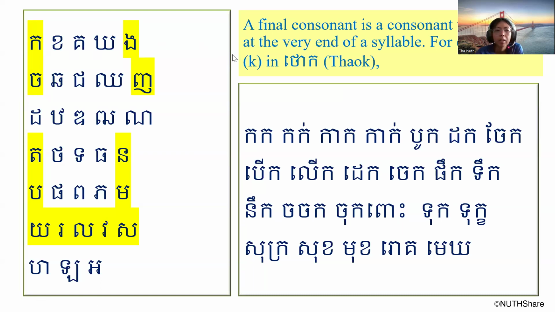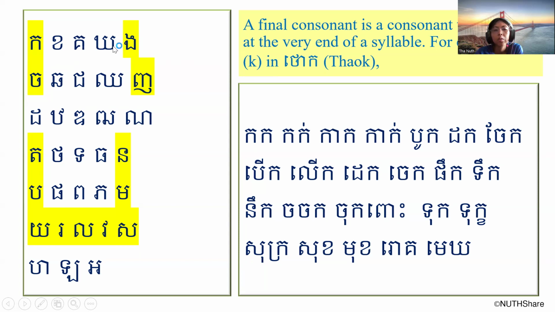We have many final consonants. Today I start from letter ko, consonant ko, also one of the final consonants. We have ko, ngo, cho, nyo, to, no. The yellow highlight is all the final consonants. Cho and ko also are final consonants, but why do I mention only ko? I mean the main consonant that is representative of the letter K. So we count one: the first final consonant is letter K.